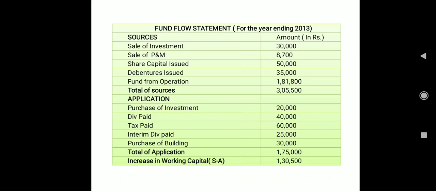So sale of investment, we have sold the investment for rupees 30,000, and whenever we are going to sell something, we are going to receive the fund. Okay, so it is a source. Same way, sale of plant and machinery, whenever we are going to sell something, again the same rule, we are receiving the fund. And then we have issued the extra share capital worth rupees 50,000. So when I have issued these shares, definitely I am going to again receive the fund. Similar things, when I am going to issue the debentures, then also I am going to receive the extra fund. And then we have calculated fund from operation. So these all are our sources, make the total of source.